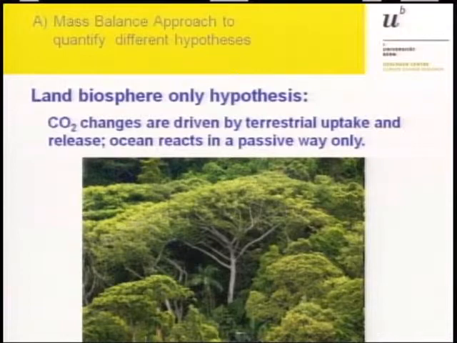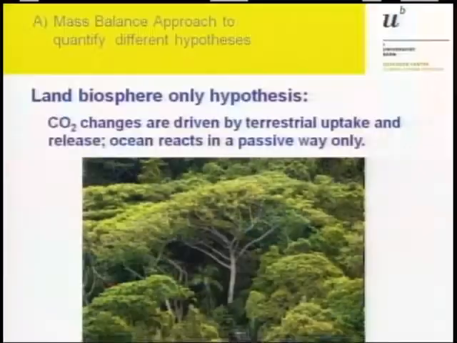To actually do this mass balance calculation, we have to underlie some fundamental hypotheses. The first hypothesis that we want to address is that the changes are simply driven by changes in the land biosphere. So all the action is in the land biosphere, and the ocean is basically sitting there as a constant reservoir and reacting to the perturbation in a passive way. That corresponds to Bill Ruddiman's hypothesis that human land use drives the CO₂ increase in the Holocene.